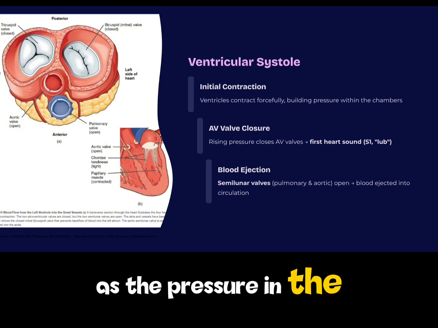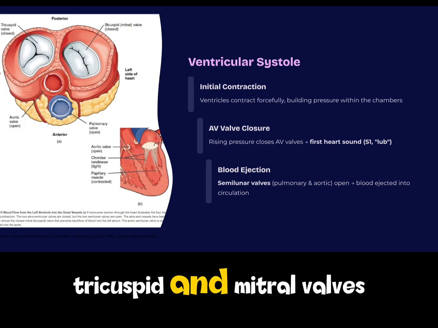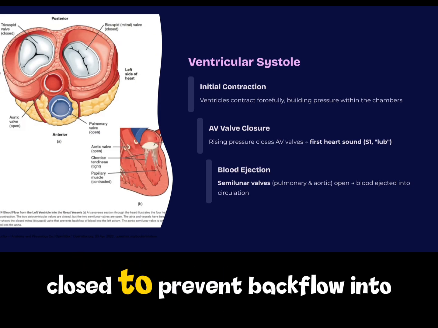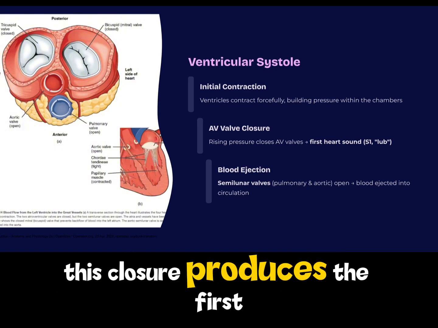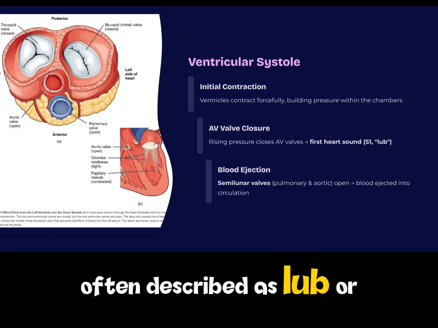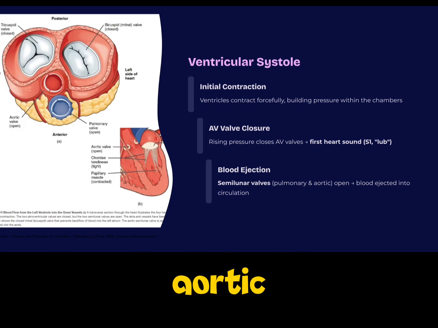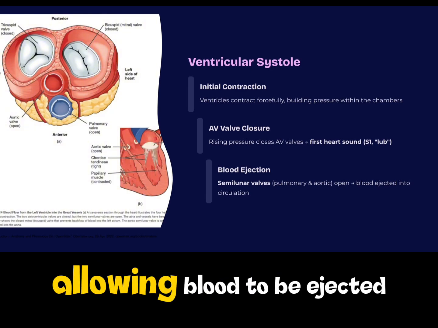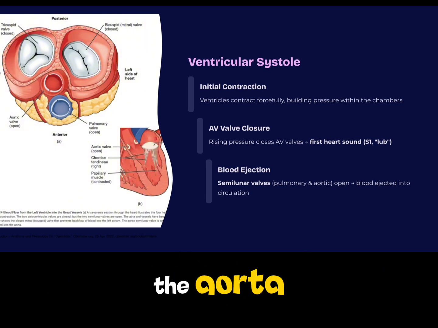As the pressure in the ventricles rises, the AV valves, the tricuspid and mitral valves, close to prevent backflow into the atria. This closure produces the first heart sound, often described as LUB or S1. The semilunar valves, pulmonary and aortic, then open, allowing blood to be ejected into the pulmonary artery and the aorta.